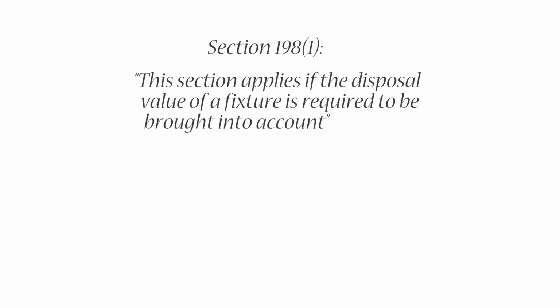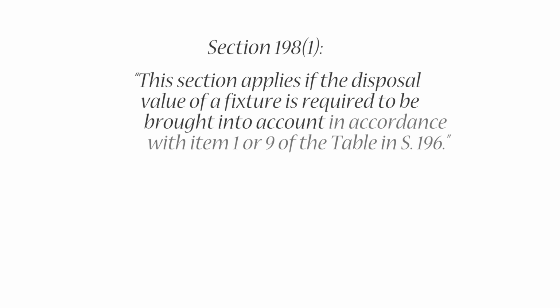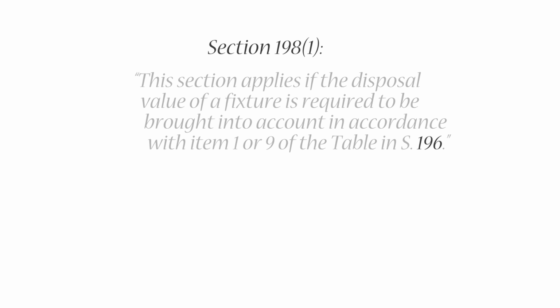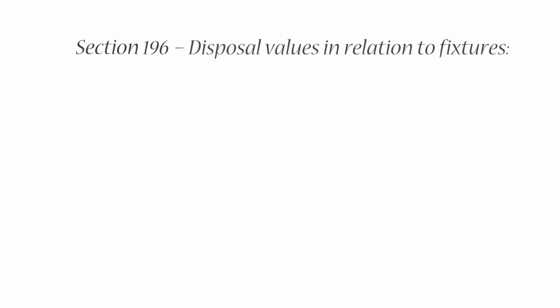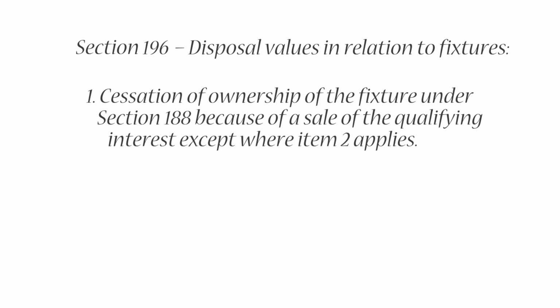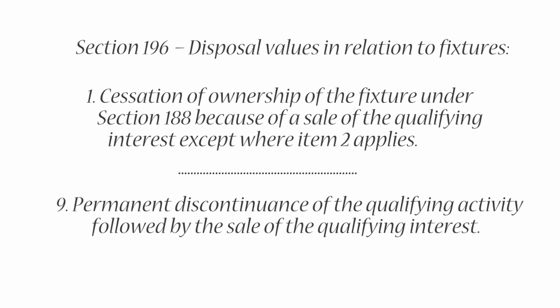Another point to note is that the Section 198 election can only apply where a disposal value is brought into account in accordance with items 1 or 9 of Section 196. Section 196 lists out various events and lays down the disposal value that has to be brought into account for each. Item 1 covers the majority of sales, even most that are not at market value, but there are exceptions. Item 9 is concerned with a sale of fixtures after the qualifying activity has ceased.